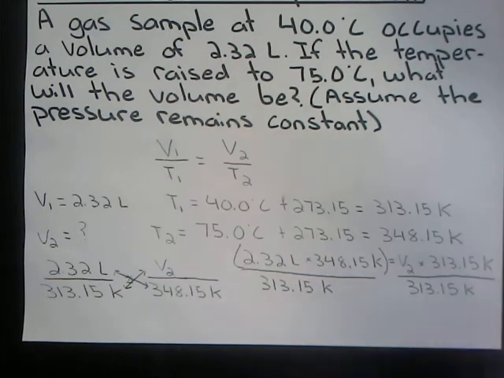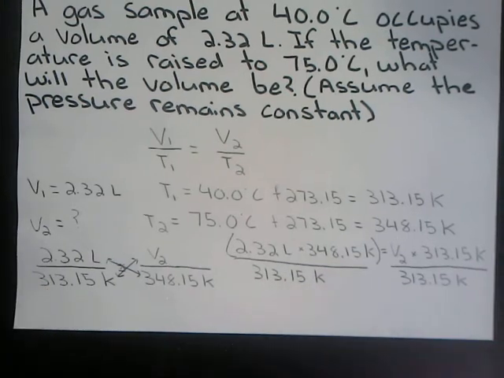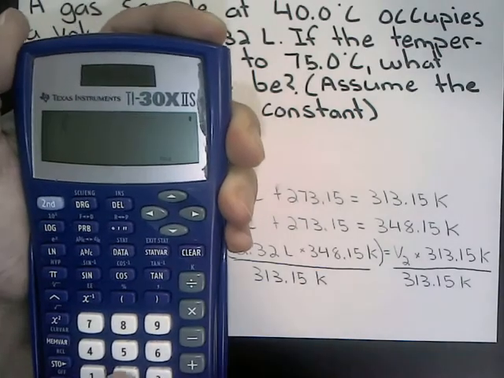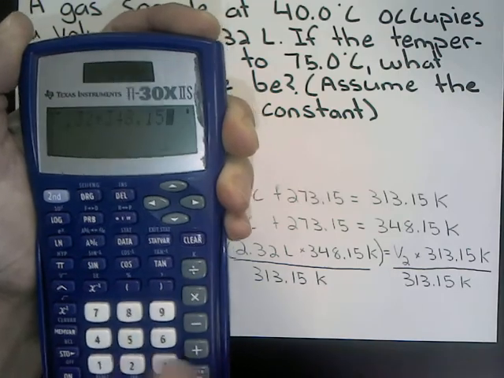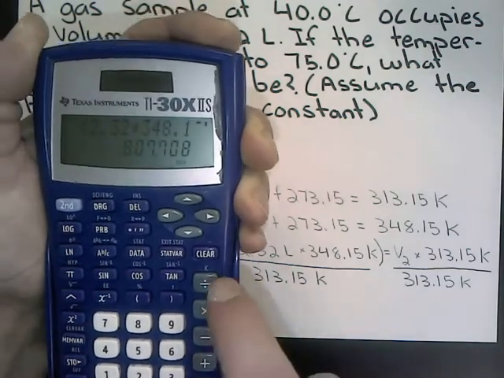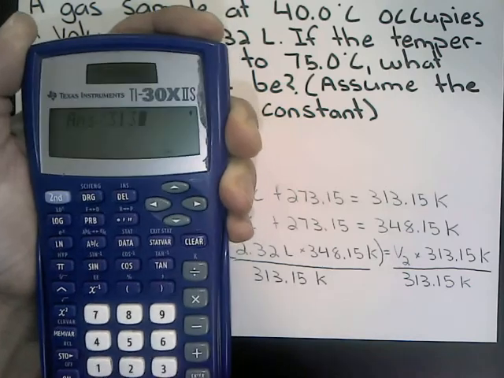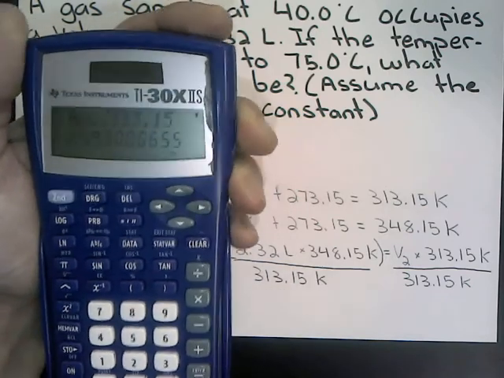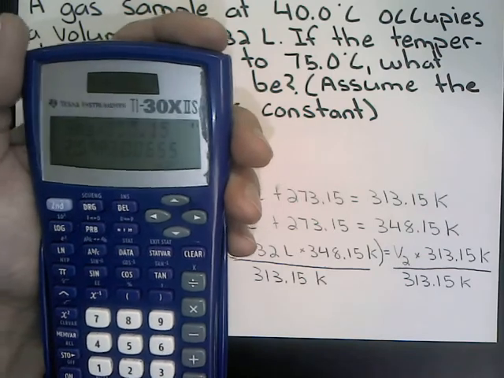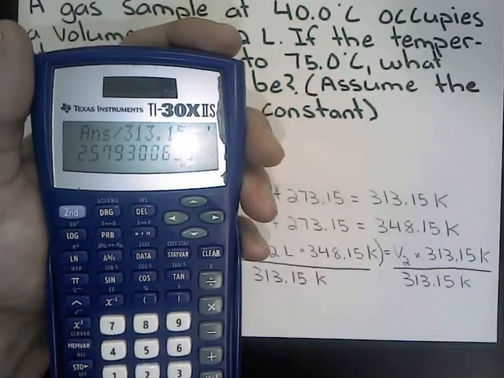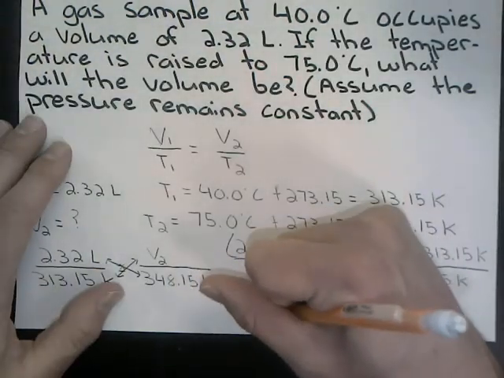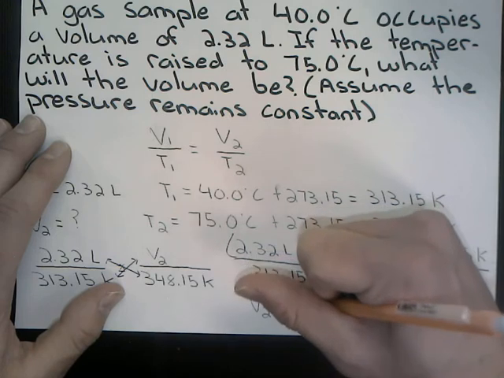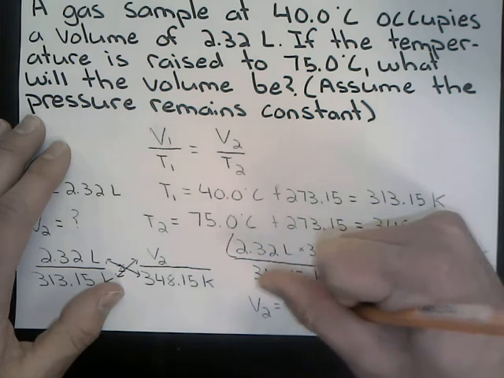Okay, so now I'm going to put 2.32 times 348.15 in parentheses, and I'm going to divide it by 313.15. So again, 2.32 times 348.15, close the parentheses. We divide that number by 313.15. And we get an answer of this. I'm going to round to 3 digits. And so when we round to 3 digits, we get a volume of 2.58. So our second volume, or our final volume, is a value of 2.58.